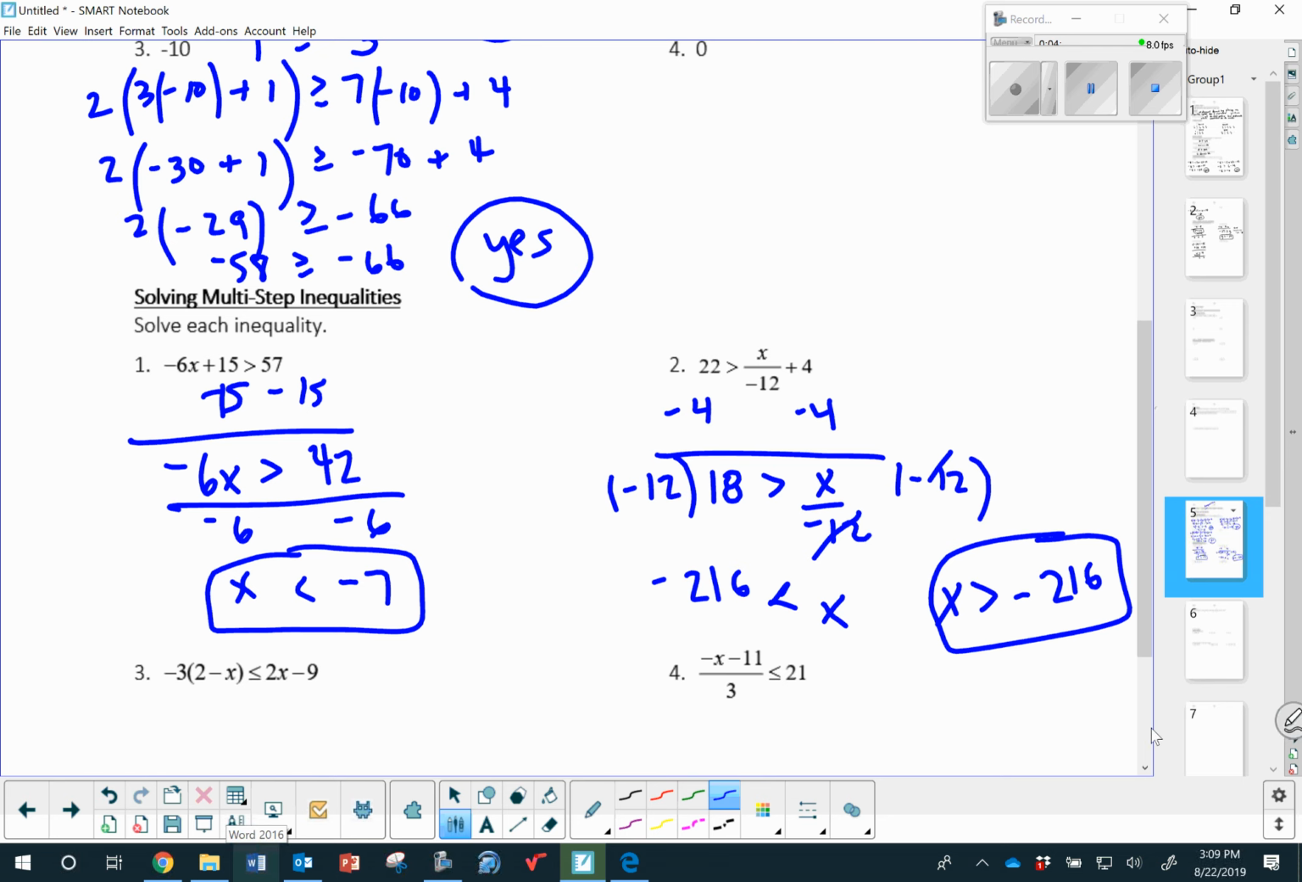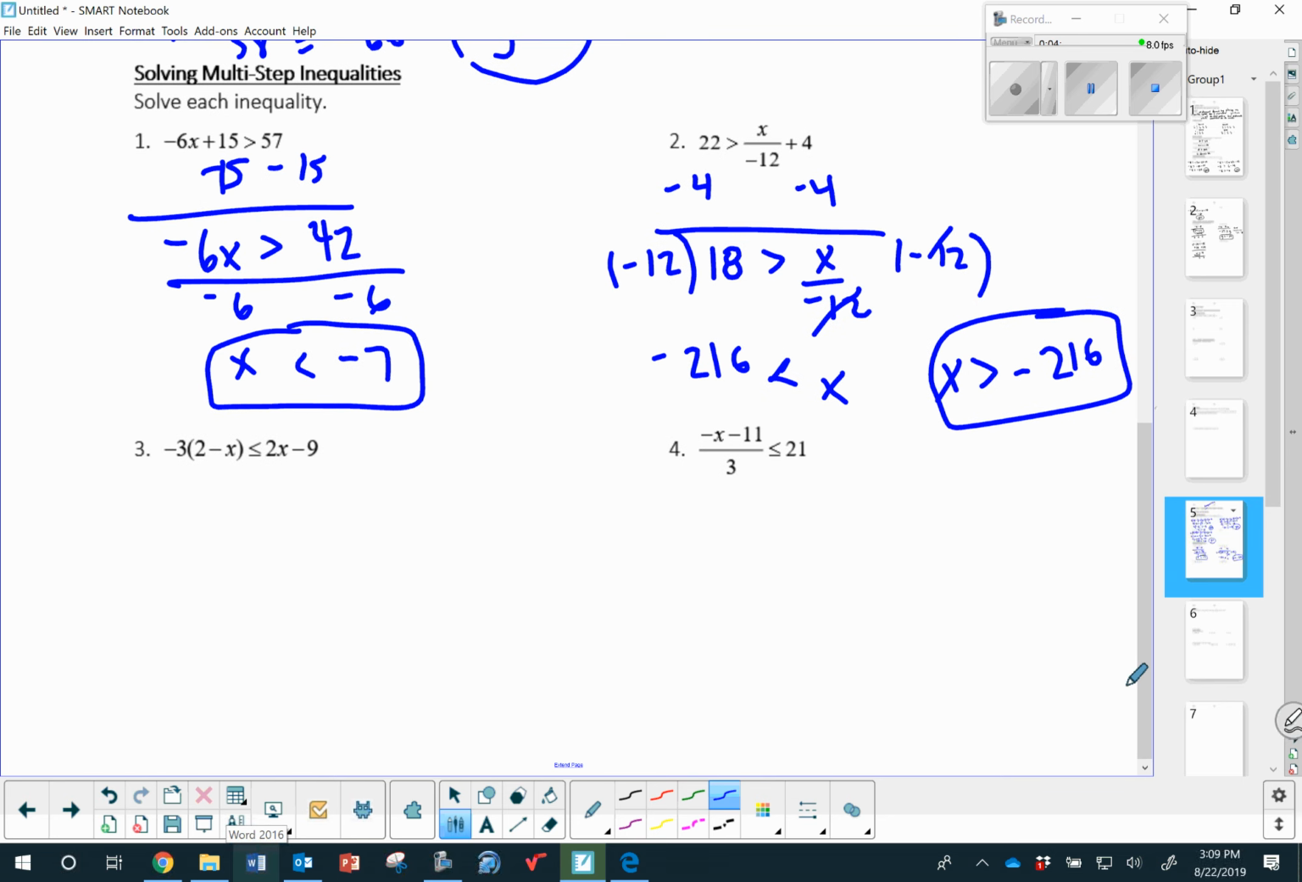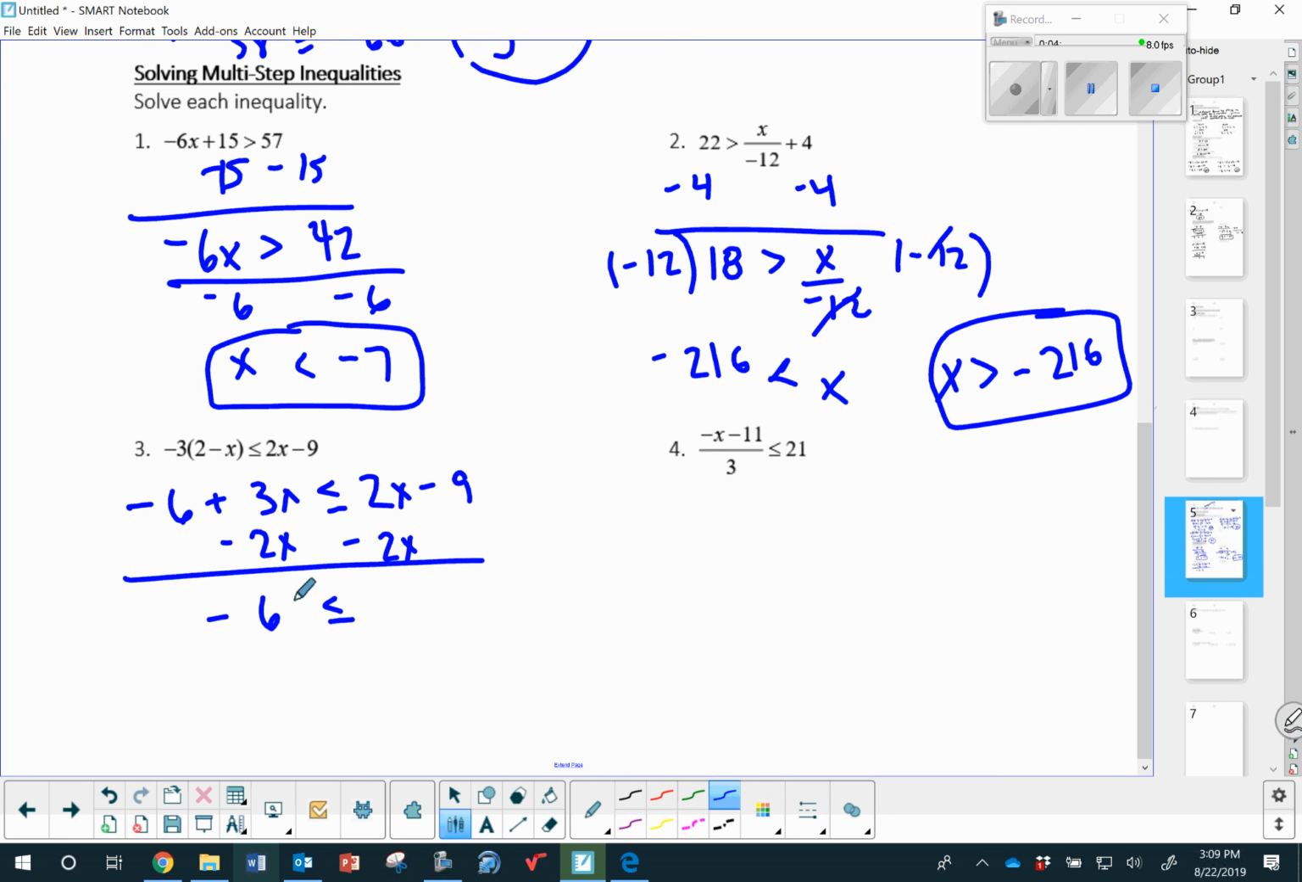All right, moving right along. I need to distribute the -3 before I can do anything else. So this is going to be -6 plus 3x is less than or equal to 2x minus 9. When I subtract 2x from both sides, we have -6 plus x is less than or equal to -9. I then am going to add 6 to both sides. So I'm left with x is less than or equal to -3.